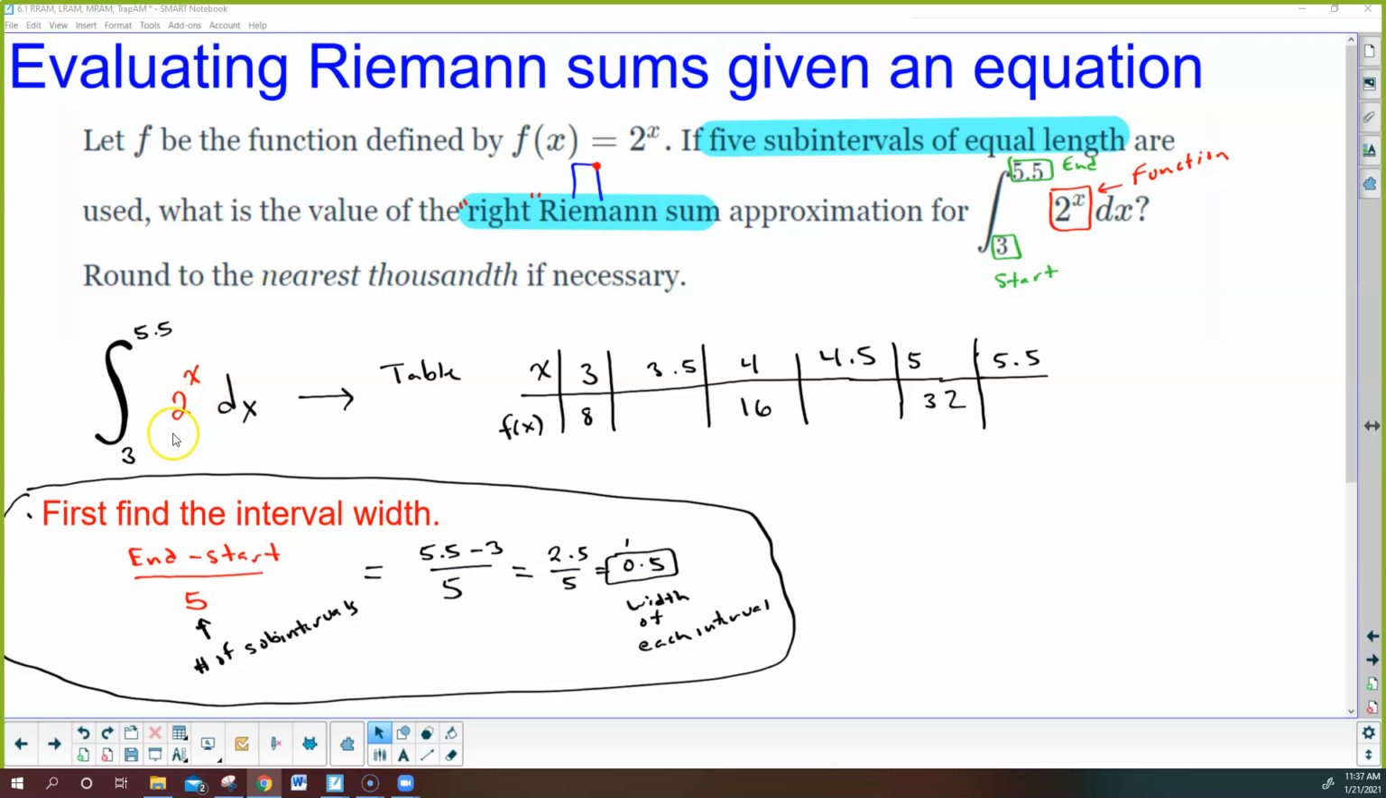A question said, why did I use 5 for the subintervals? So it says they told me I needed to use 5 subintervals of equal length. So anytime you want to find the interval width, you take the ending spot and the starting spot and subtract them. So 5.5 minus 3. And then why did we divide by 5? Because they told me they want 5 subintervals. If they said they wanted 4 subintervals, then I'd divide by 4. If they want 3, I'd divide by 3, and so on.